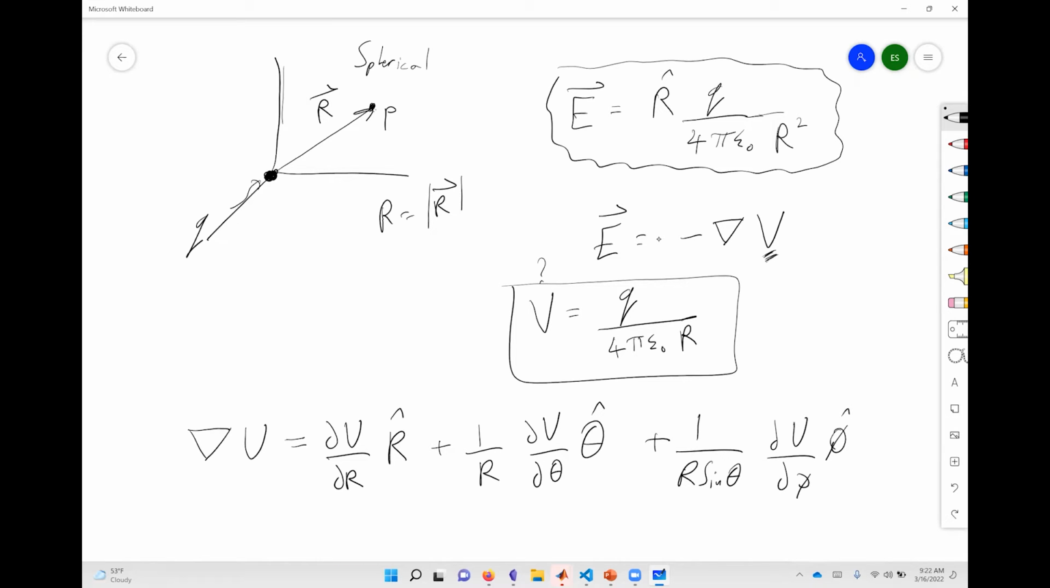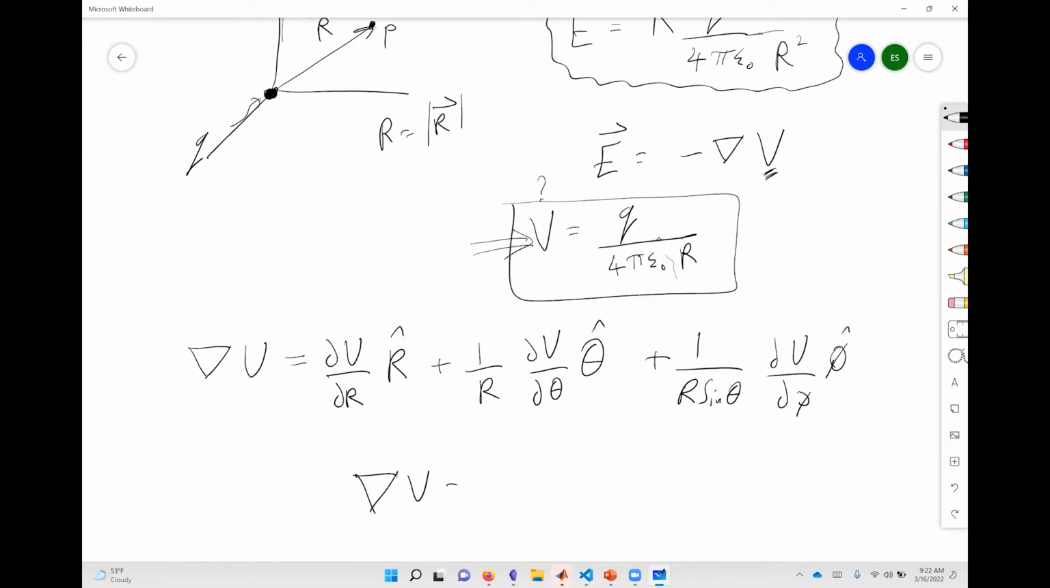Now, by inspection, I assume that V is going to be this. Well, this is easy. So what's the gradient of V? First, V does not depend on theta, so this term goes away instantly. V does not depend on phi, so this dies instantly. What's left is dV over dr. Right? So E is actually minus grad V, so E is going to be minus dV over dr r hat.